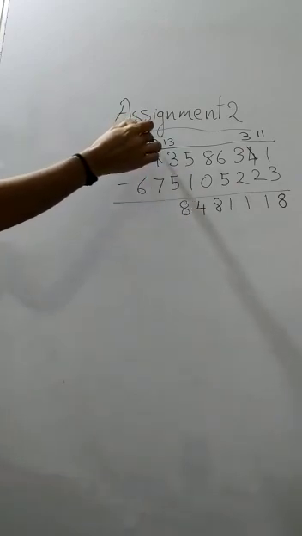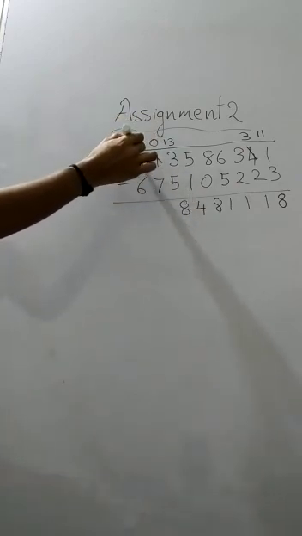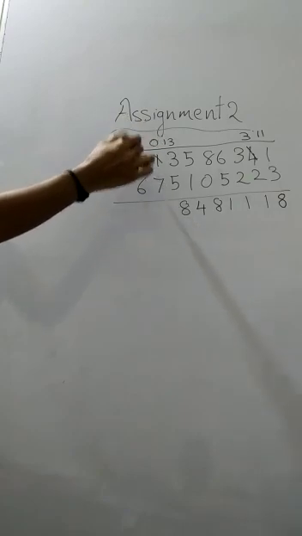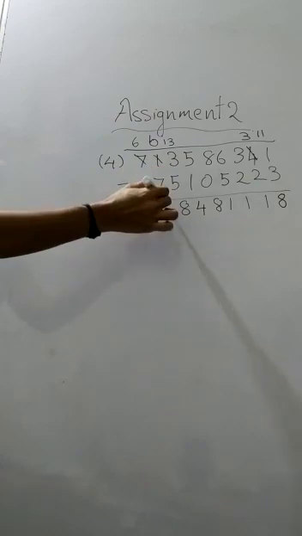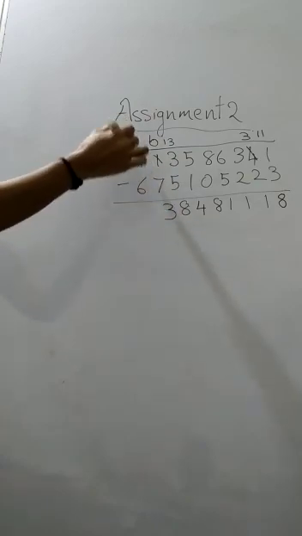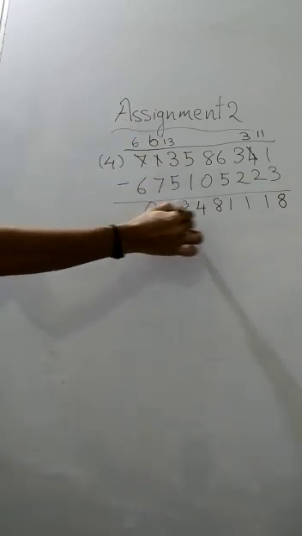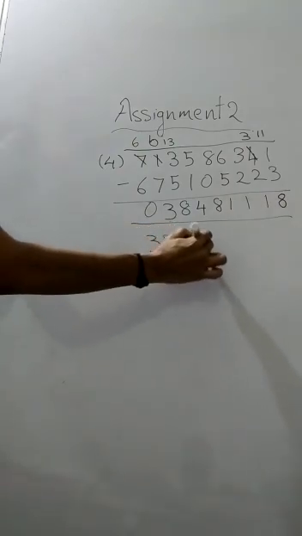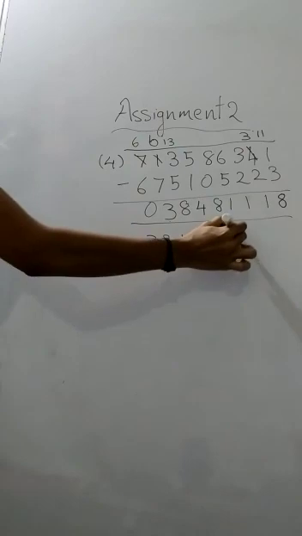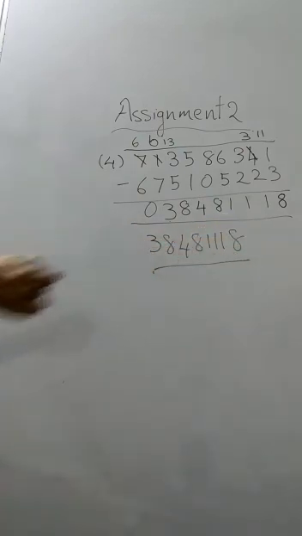Then 0. 0 minus 7 you can't do. So you have to borrow 1 from here. So this 7 will be 6 and borrow 1 means 10. 10 minus 7 is 3. And 6 minus 6 is 0. So the answer is what? 3, 8, 4, 8, 1, 1, 1, 8. So this is the answer. Now the 5th and 6th questions you will do yourself as homework. Now let us go to the next question.